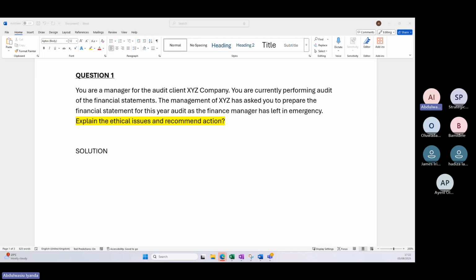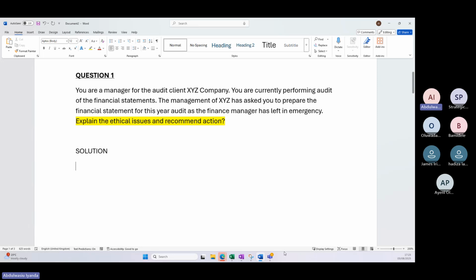There's an emergency now. The finance manager has left. What do you think you do? What are the problems? That's the first thing. What are the threats? It's like you prepare the financial statements. Please, let's make it interactive. If the environment is cool, you can leave your mic open. What do you think is the problem?